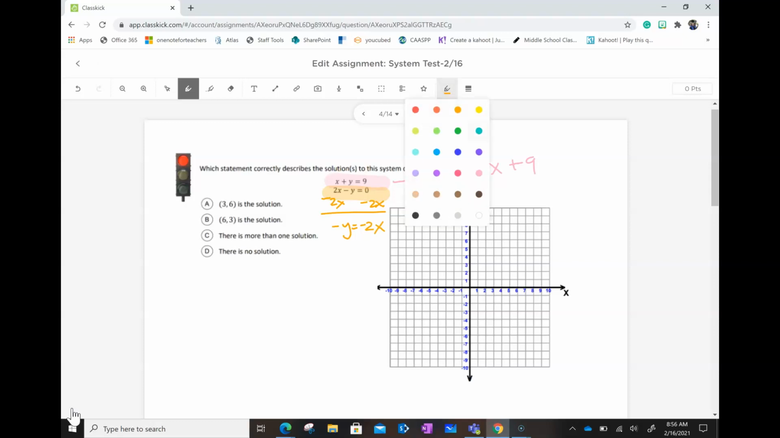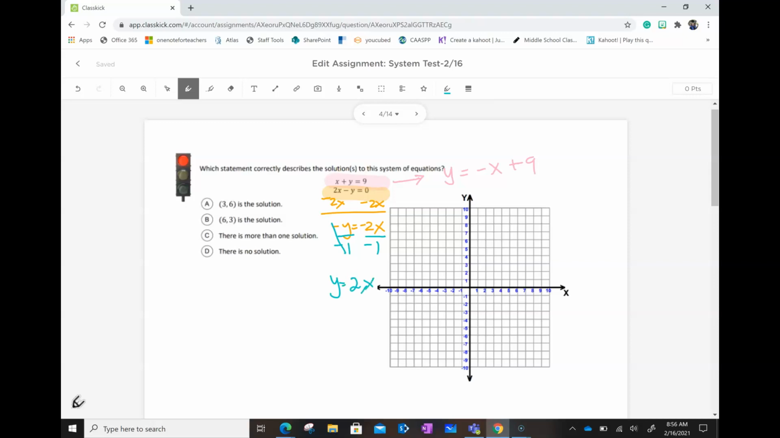And then I'm going to divide by negative 1 to get rid of the negative. Y is now equal to 2x. And you could add the 0 if you like. So if you look at this and you graph it, let me graph this one first.